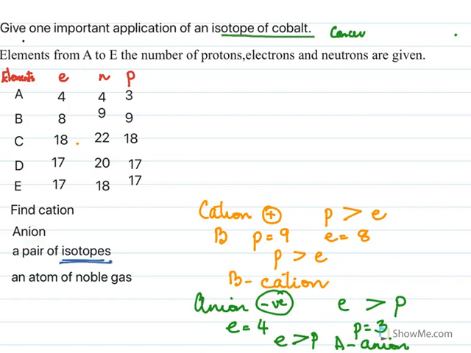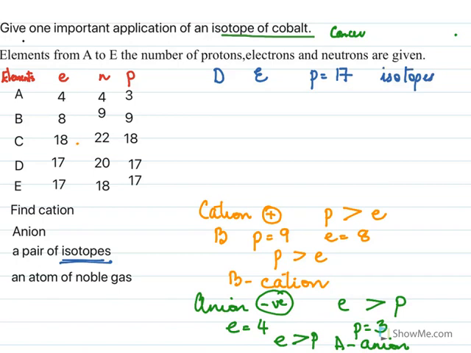Next, a pair of isotopes. Isotopes are the ones that have the same number of protons. So if you look here, 17, 17. D and E have the same number of protons. For both D and E, the protons are 17, the same, so they are isotopes.